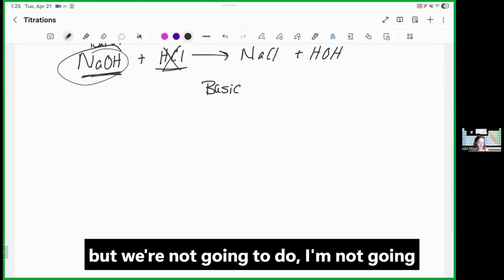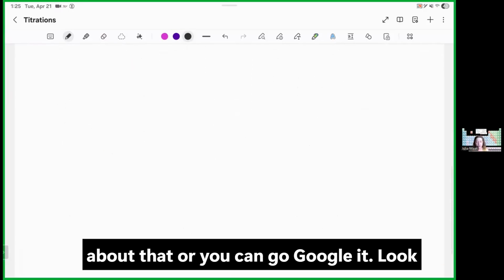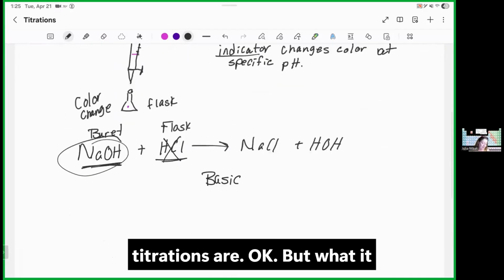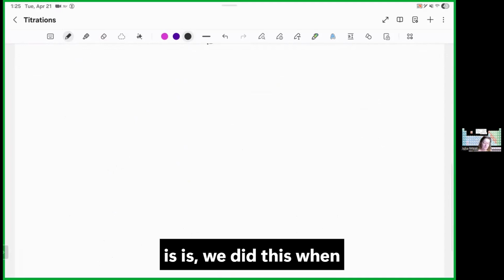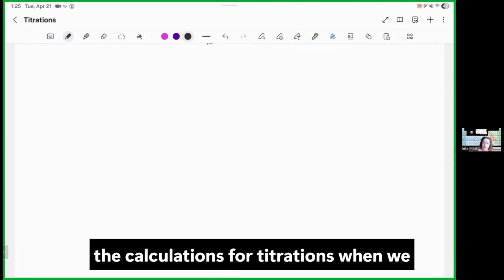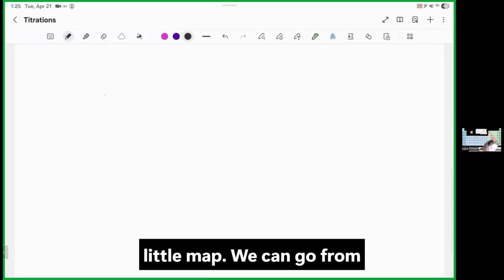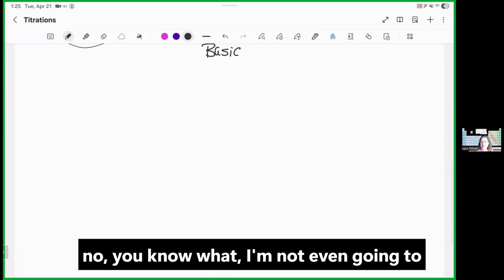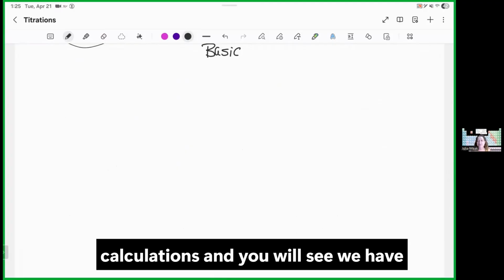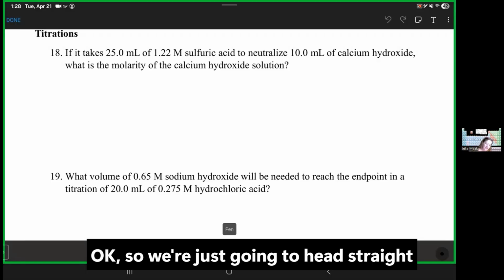But I'm not going to talk anymore about what a titration is. I'm sure your instructor has talked about that, or you can Google it or look at a video on YouTube about what titrations are. We actually already did the calculations for titrations when we did solutions. I'm not even going to talk about the map. I'm just going to move into some titration calculations, and you will see we have already done them. So we're going to head straight into calculations here.